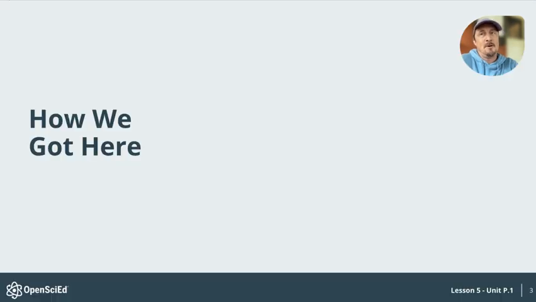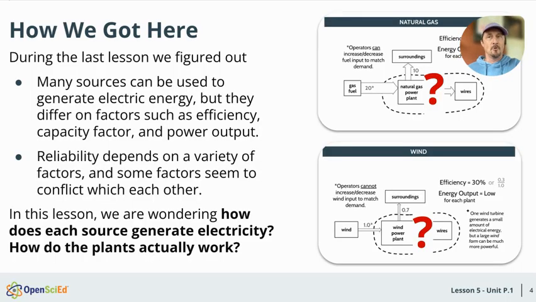First, some details about how we get here from lesson 4. In lesson 4, we discuss the concept of reliability, and we think more about which sources should be considered more reliable. But we realize that we don't have a clear picture of what makes these plants different from each other. So we're wondering what makes them different from each other? How do these plants actually work?